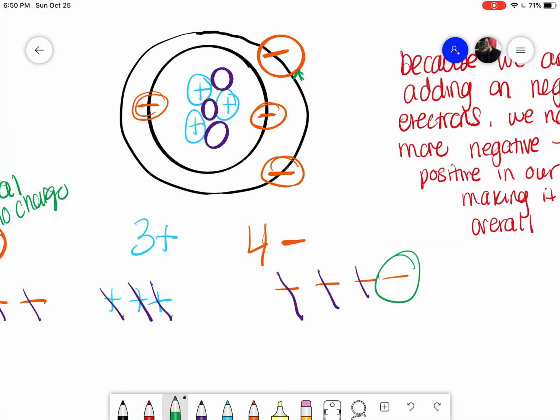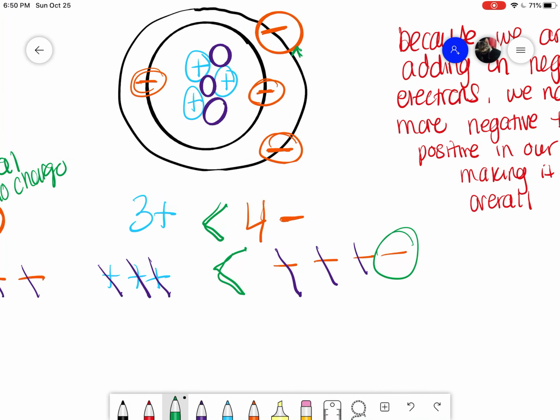And because we have more negative particles than we do positive, so we have more electrons than we do protons, this atom is going to be negatively charged, or called an anion.